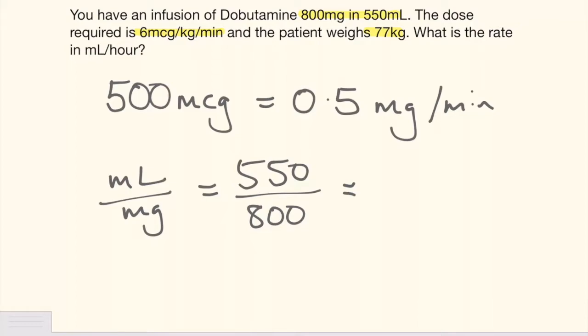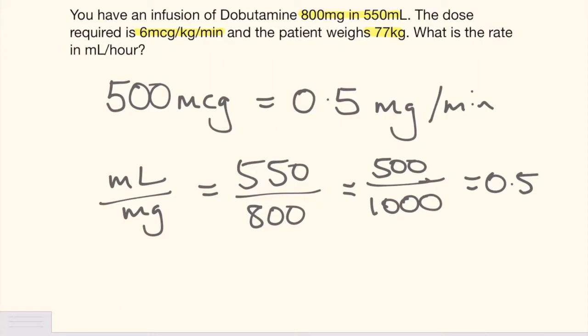Now I want to round each of those numbers off to make this easy to work out. 550 divided by 800, don't know. But 500 divided by 1000, well, that's easy. That is 0.5 milliliters per milligram.